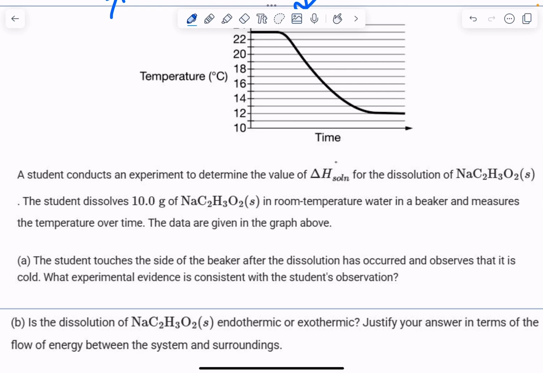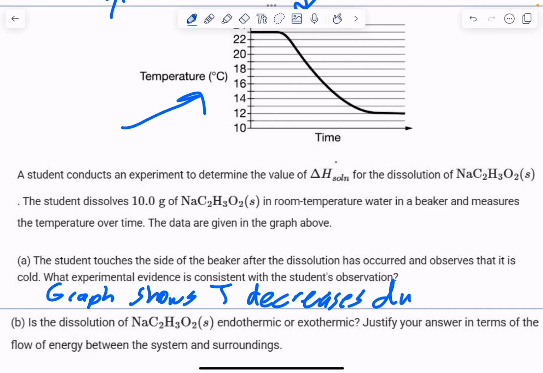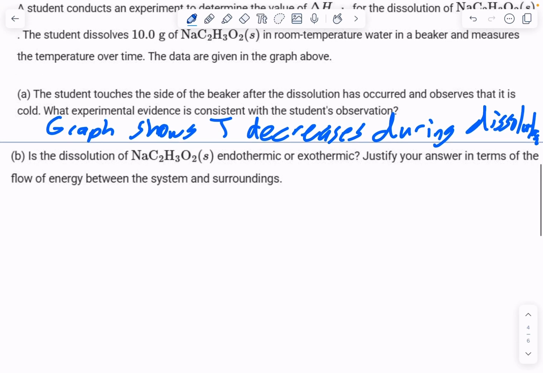That evidence is right here in the graph. We can say the graph shows temperature decreases during dissolution. That is our experimental evidence for that question. We can see that it dips down in temperature as the dissolution occurs. Now, part B says, is the dissolution of sodium acetate endothermic or exothermic? Justify your answer in terms of the flow of energy.